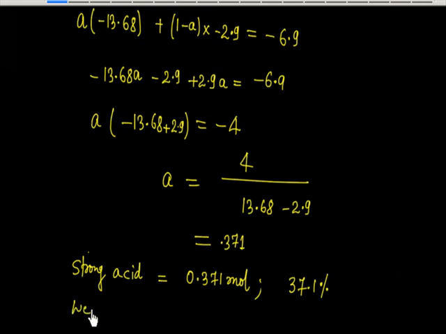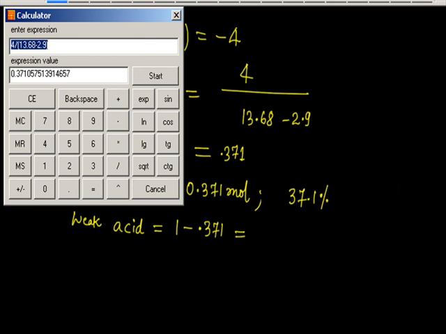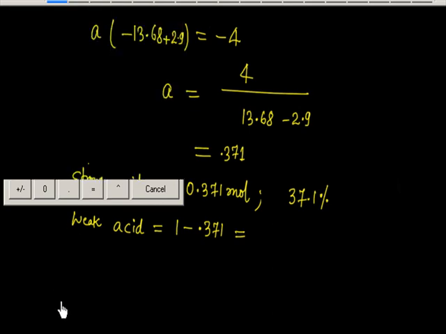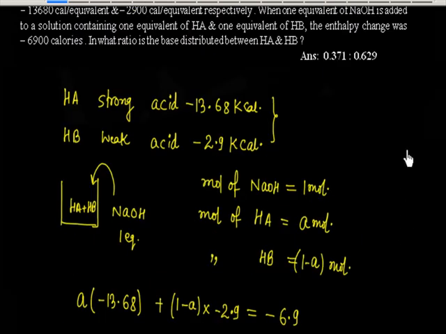So let us calculate this one. The weak acid is 1 minus 0.371. So this is 0.629. So 0.629 mole of HB, or you can say this is around 62.9%. So you can check the answer. You will have the same values, 0.629 and 0.371.